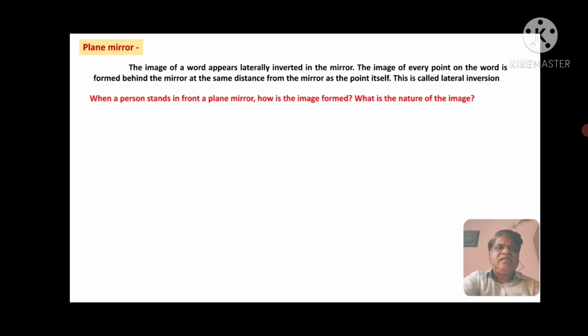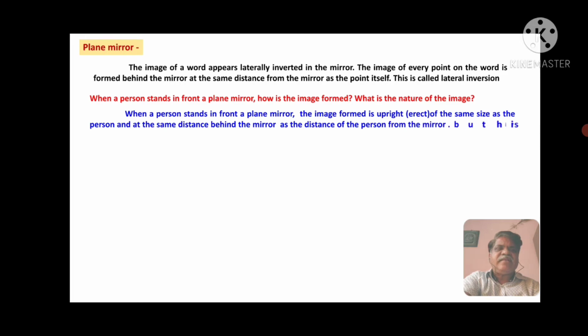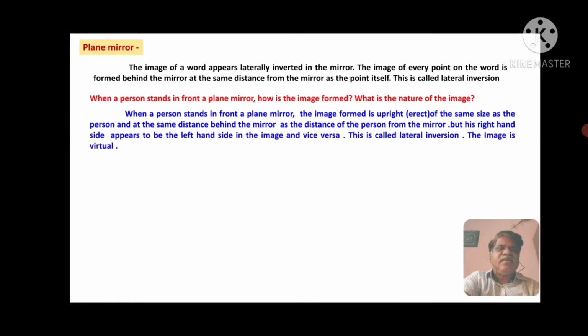When a person stands in front of a plane mirror, how is the image formed? What is the nature of the image? Friends, when a person stands in front of a plane mirror, the image formed is upright, that is erect, of the same size as the person, and at the same distance behind the mirror as the distance of the person from the mirror. But his right hand side appears to be the left hand side in the image and vice versa. This is called lateral inversion. So here the image is virtual.